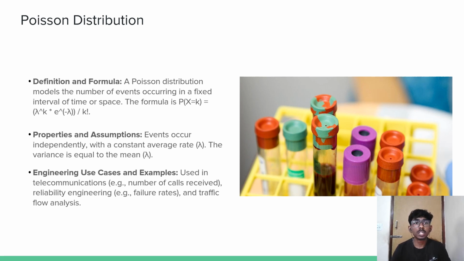Definition and formula. The Poisson distribution models the number of events occurring in a fixed interval of time or space. Like it occurs only for the fixed interval of time, and the assumptions are events occur independently with a constant average rate. Like after a certain interval of time, it occurs again automatically. And lambda defines the mean and variance of the event occurring, and its engineering use cases are in telecommunications for receiving calls, and reliability engineering to check the failure rates and traffic flow analysis.